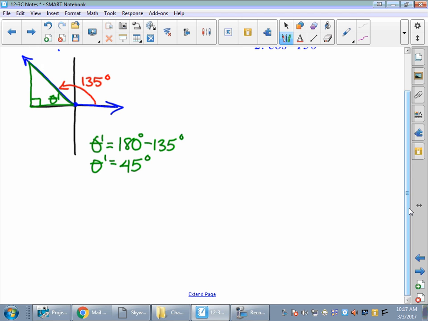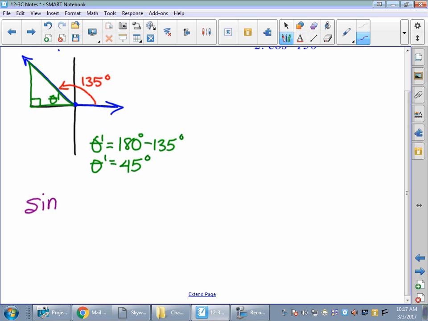I know what theta prime is, so I'm going to write the next steps. This is just what we have to add on. Everything else we've done before. I'm going to say the sine of 135 degrees is equal to the sine of a 45 degree angle in quadrant 2. I need all of that written down.